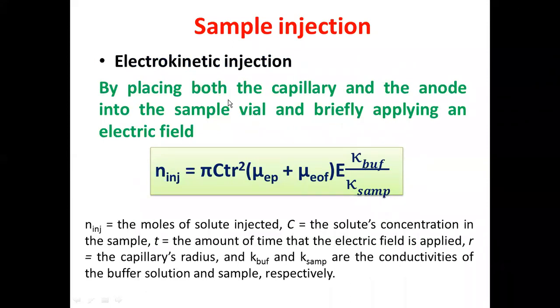Apart from hydrodynamic injection, the sample can also be introduced electrokinetically. Electrokinetic injection is very simple, in which one end of the capillary tube and the anode are directly placed into the sample vial. And after the application of the electric field, this much amount of the solute is going to be introduced, and this can be calculated by using this particular expression.